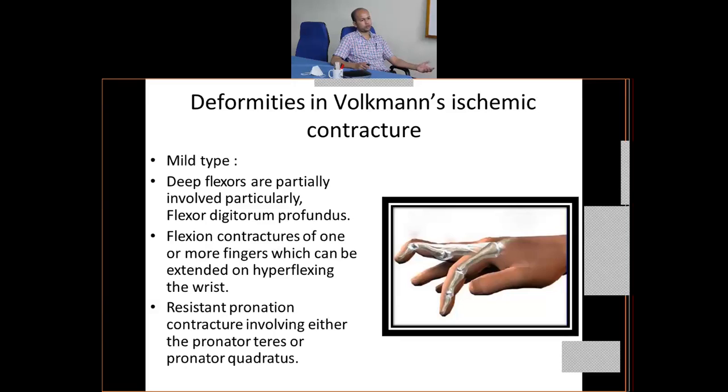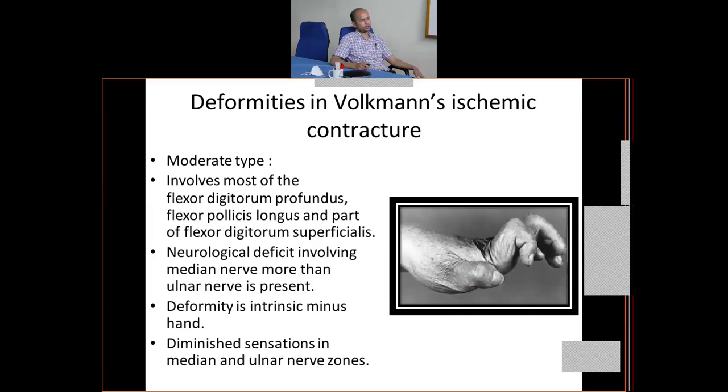And if the pressure keeps on rising, because the pressure is created from inside, the superficial muscle groups will be involved later. So this deformity you will see later: flexion contracture of one or more fingers which can be extended on hyperflexing the wrist.